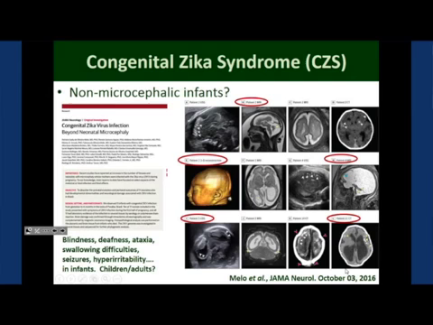And just to think clinically about how not only these non-microcephalic babies, but certainly microcephalic babies, what challenges they face. They have severe cognitive deficits. They have blindness. They have deafness. They have seizures. They have swallowing difficulties. They have all kinds of gross motor defects.